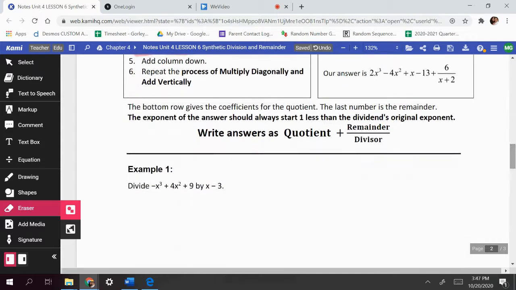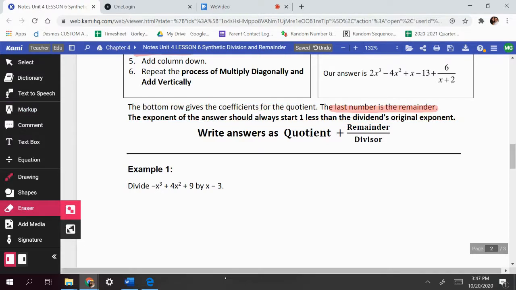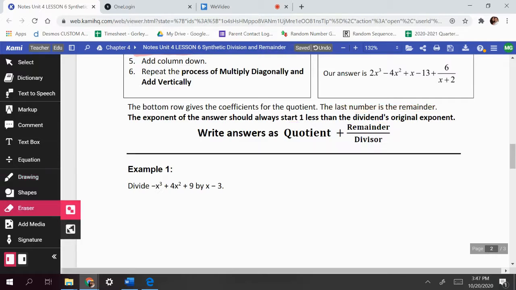It says the bottom row gives the coefficients for the quotient. The last number is the remainder. The exponent of the answer should always start 1 less than the dividend's original exponent. And this should feel no different when I say that you want to write your answers as quotient plus remainder over divisor. That's what we've been doing for long division as well.